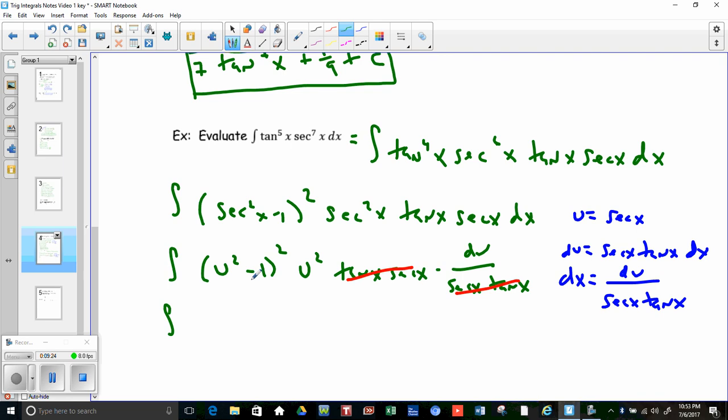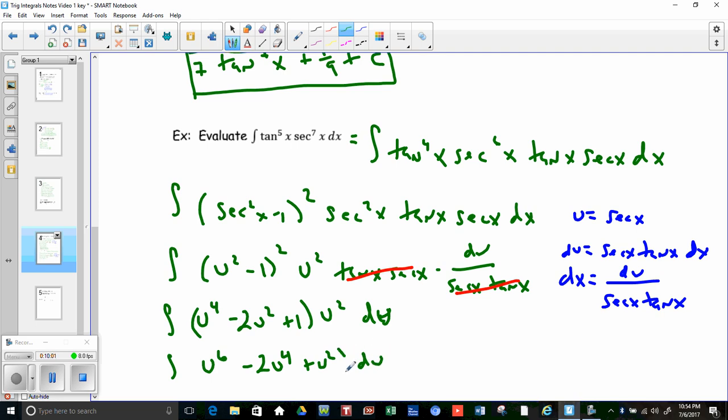Alright, I'm going to go ahead and combine this step here. This is obviously gone. I'm going to go ahead and FOIL this. We need to do that in order to take the antiderivative. So we're going to get u to the fourth minus 2u squared plus 1, all that times u squared du. Alright, distributing the u squared, we get u to the sixth minus 2u to the fourth plus u squared du.